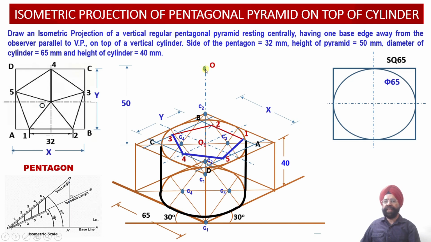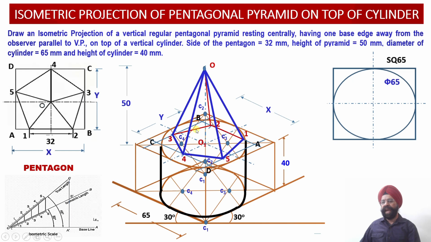The moment we locate this apex point O, I can join different slant edges corresponding to this pentagonal pyramid. So let me join. O3 is visible because it is facing the observer. O4 is visible, it is facing the observer. O5 is also visible. O1 is also visible. So the 4 slant edges of this pyramid are visible to the observer, whereas this slant edge O2 is not visible to the observer. So we have drawn it with a lighter construction over here.